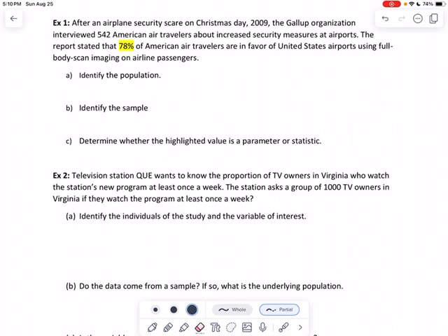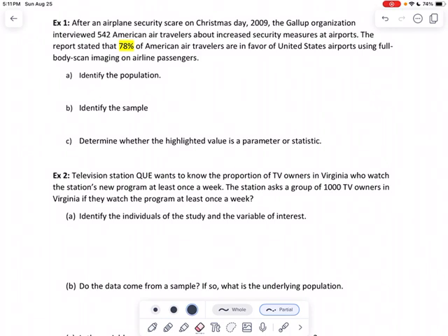So while reading the statements, we should maybe underline some important things. Always remember, if there are any numbers given, you should underline them. And then if the numbers are telling us about whom, that is a group or the individuals that we want information about.